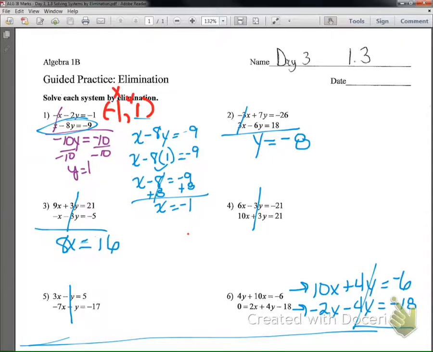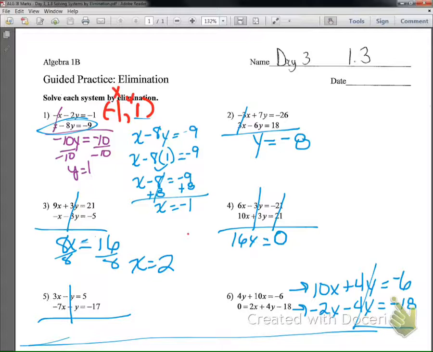Now this one it's not all by itself yet, so we do need to solve it. Divide by 8, divide by 8. So x is equal to 2 on that one. Look at number 4. Combine them. 6x and 10x is 16x is equal to, look at that, 21 that's negative and a 21 that's positive. That's a zero pair as well, but it doesn't go away completely. You do need to write a 0 in.